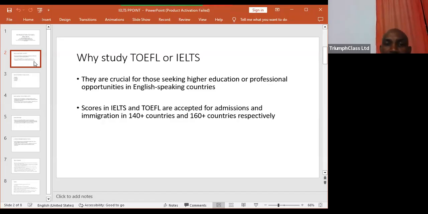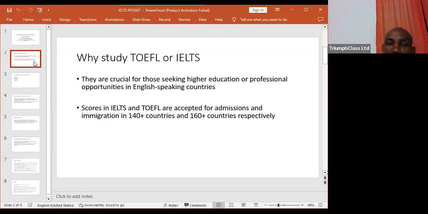Scores in IELTS and TOEFL are accepted for admissions and immigration in 140 countries. That is for IELTS. And TOEFL tests are accepted in over 160 countries. So that means that there are so many countries where these tests are accepted for admissions, in cases of immigration. You want to stay in those countries, or in cases of further studies for students who have completed their high school and are applying for universities.